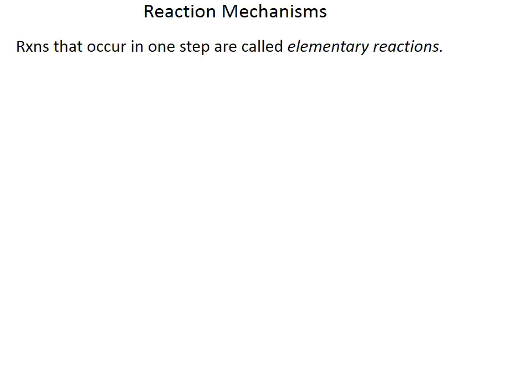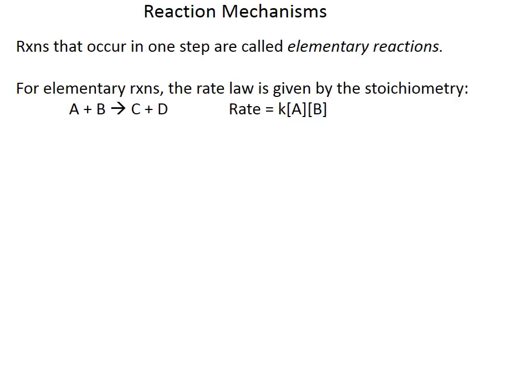So when we talk about reaction mechanisms, we don't usually use models. We usually just draw it in an equation. So let's talk about the first item here. Reactions that occur in one step are called elementary reactions. Some reactions are only one step, and for an elementary reaction, the rate law would be determined strictly from the stoichiometry of the reaction because it is a single step reaction.